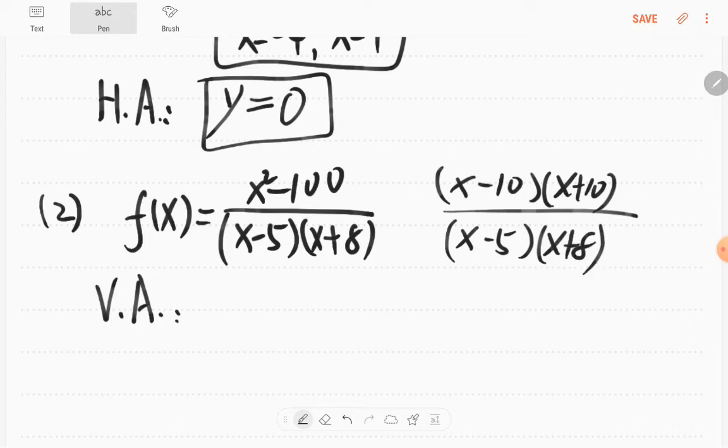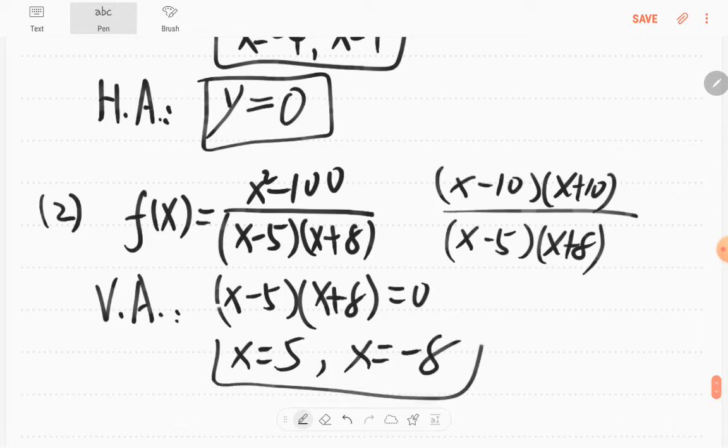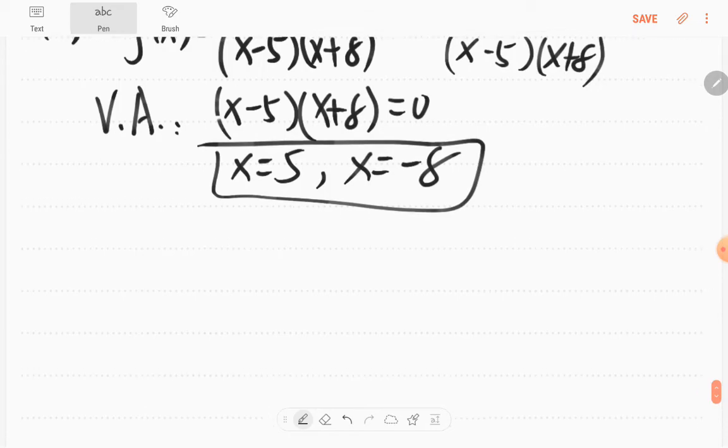So the zeros for the denominator would be the vertical asymptote. So x minus 5 times x plus 8 equals 0. So x equals 5 and x equals negative 8. So you have two vertical asymptotes, 5 and negative 8.